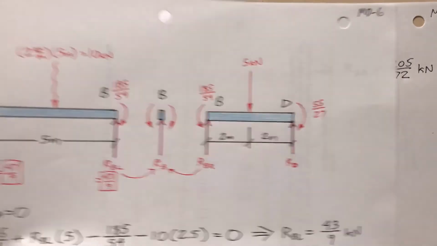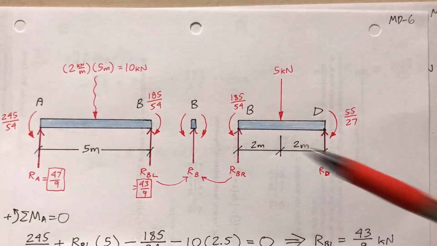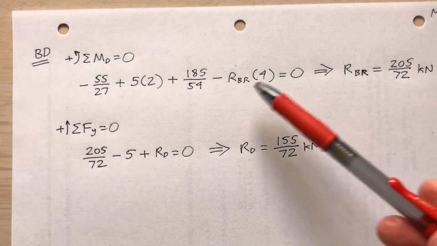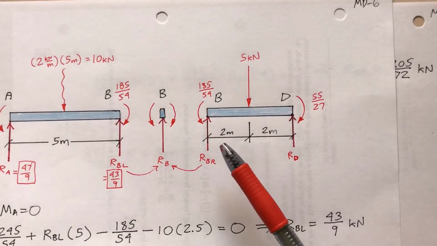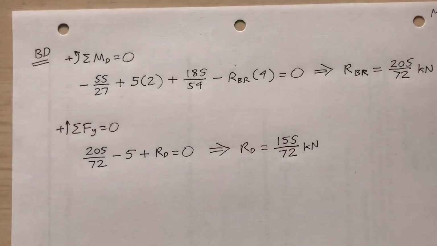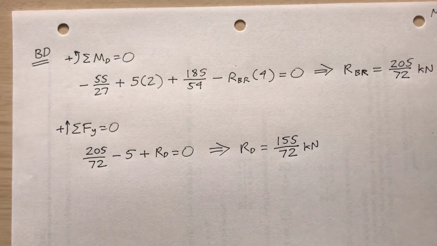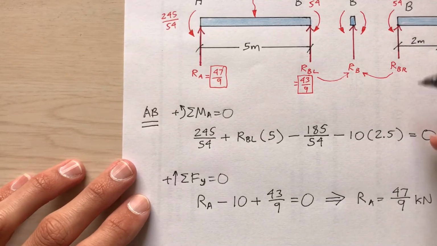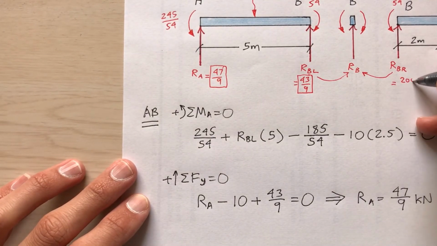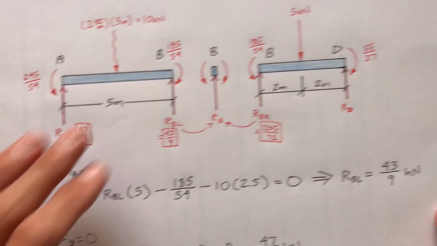Plus 185 over 54, that's the internal moment at B, the fixed end, what the moment would be at point B. Minus R sub BR times 4, the reaction from the right at point B. I find R sub BR is 205 over 72. I'm keeping things exact here. So 205 over 72, I'm going to put that on here.